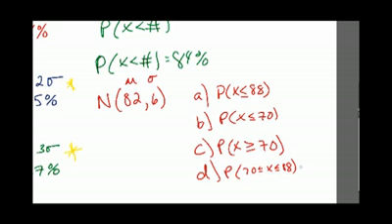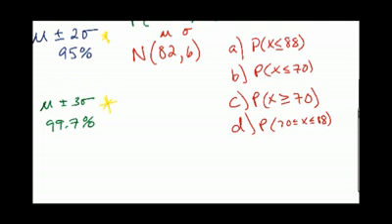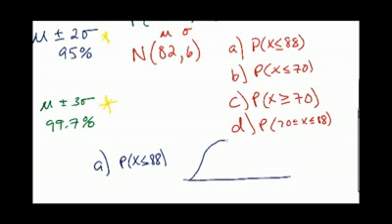Alright, let's see it in action. First one, less than 88. Well, what we need to do for the portion of the class that's less than the 88 is ask ourselves, how many standard deviations away from the mean are we? Then ask ourselves, in what direction are we?